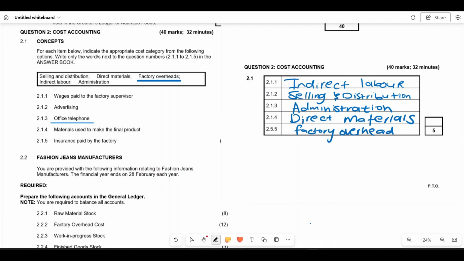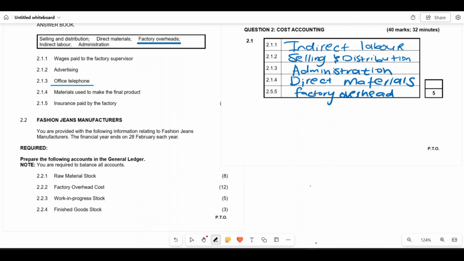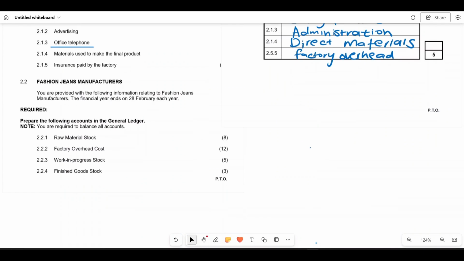Now, moving on to 2.2, you are provided with the following information relating to a Fashion Jeans manufacturer, and their financial year ends on 28 February each year. Now, we need to prepare the following ledger accounts. We need to prepare our raw materials account, our factory overhead account, work in progress account, as well as your finished goods stock account, right?